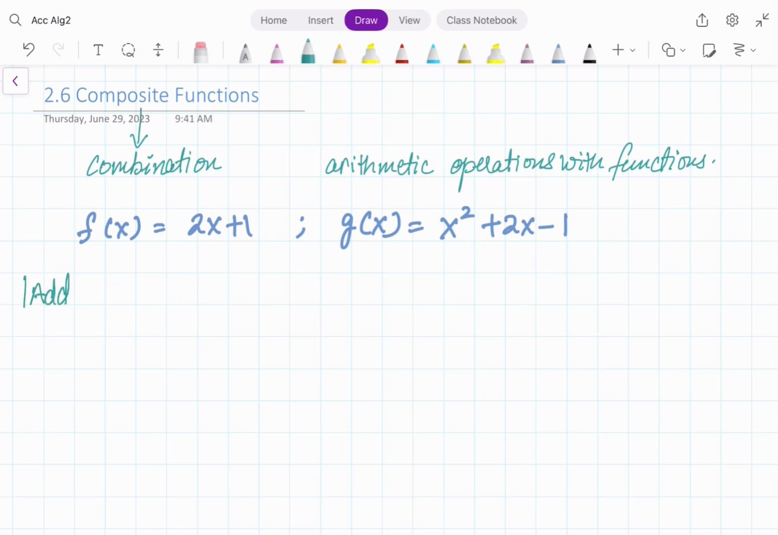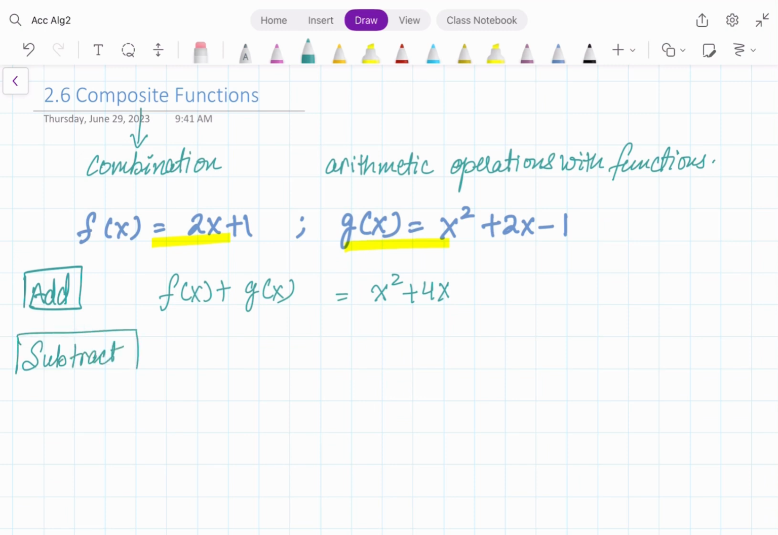First, if I have to add these two functions, I just have to add f of x plus g of x and then combine the like terms. When you combine the like terms, you will get x squared plus 4x. As simple as that. Then we are saying subtraction. Let's subtract. So basically we can do any arithmetic operations with the functions, right?